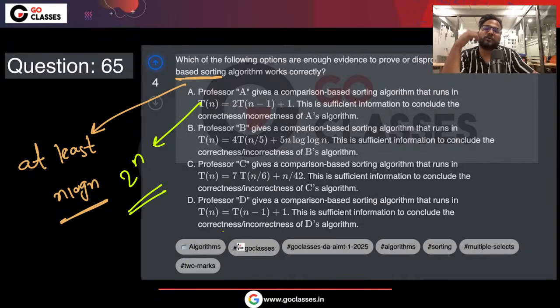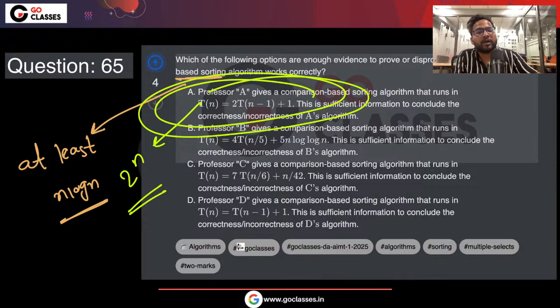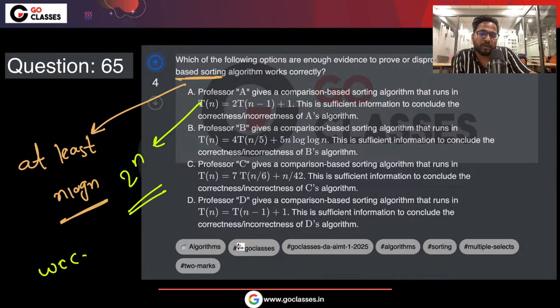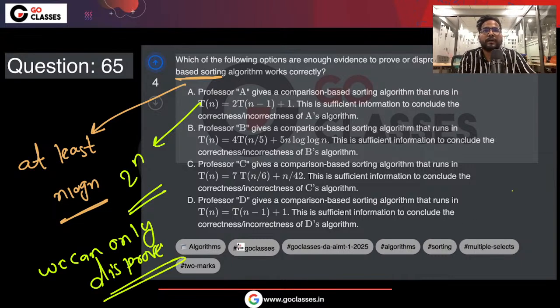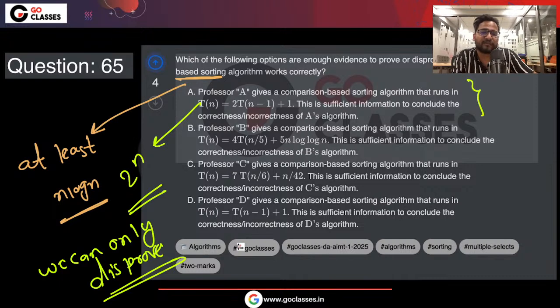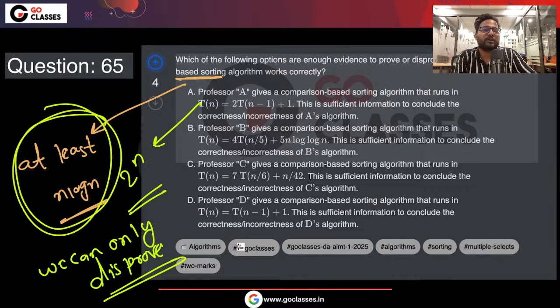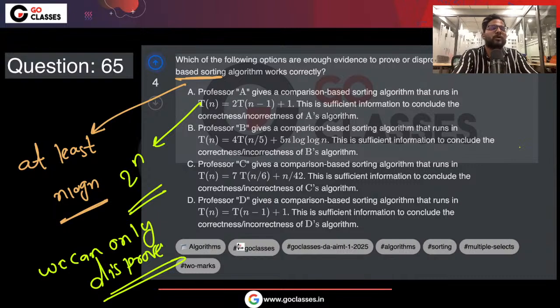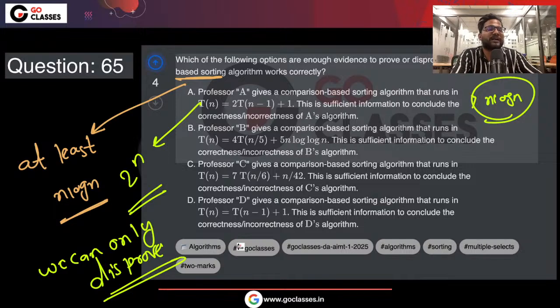See, we cannot prove it just using the time complexity. We can only disprove. Okay, we can only disprove. So basically we cannot prove. We can only check if someone is giving lesser than n log n, then we can say okay, he is wrong. That's the only point. If it is greater than n log n, we don't know whether it is correct or not. We cannot prove or disprove if it is greater than n log n.